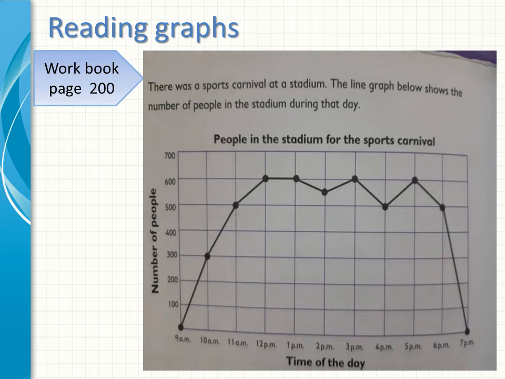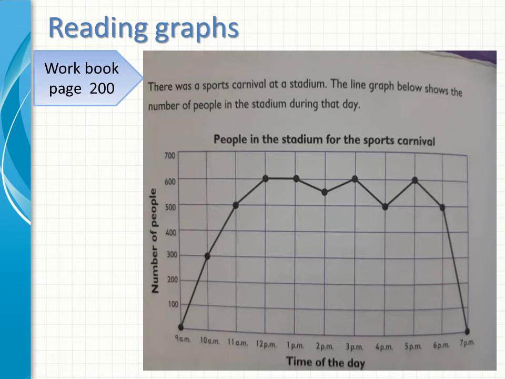Question C says there are 500 people in the stadium at dash dash and dash. It means 500 people are in the stadium at what time? At what times of the day do we have 500 people in the stadium? Now let's go to the vertical side where we have 500. Do you see 500 up there, almost at the top of the graph?